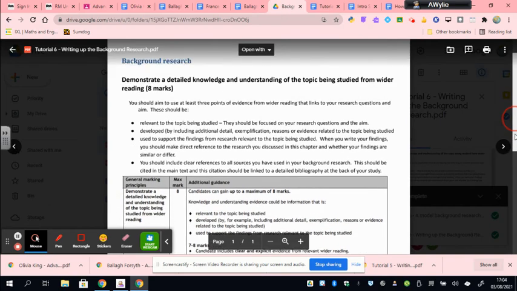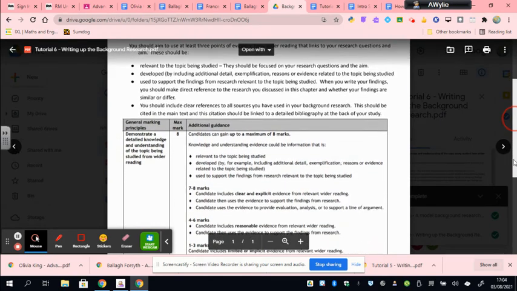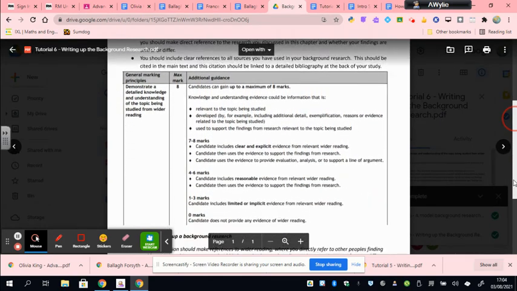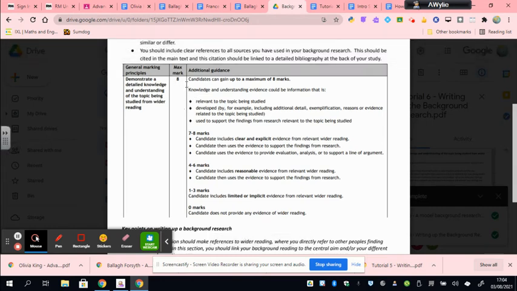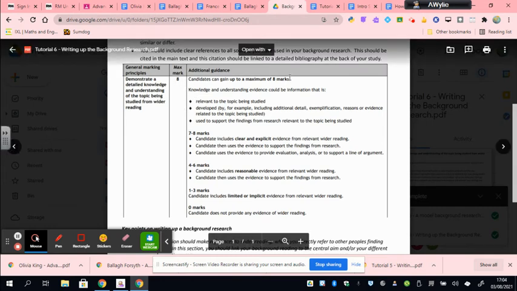All right, let's have a little look at what the exam board says, and then I'll show you what a good background research should look like. There are 3 key areas they want you to address to maximize your marks.